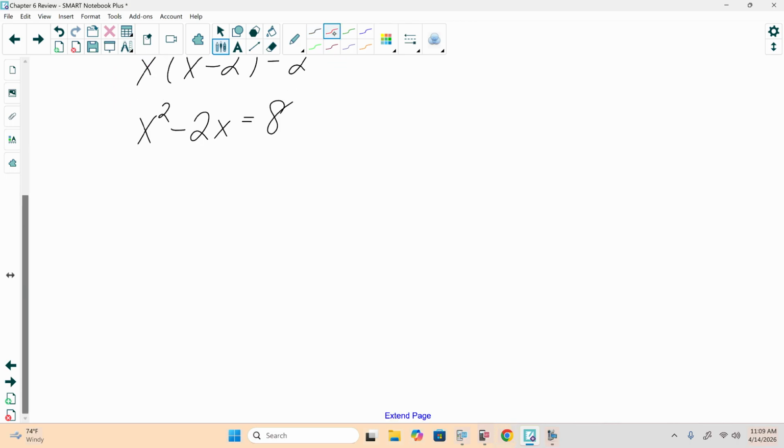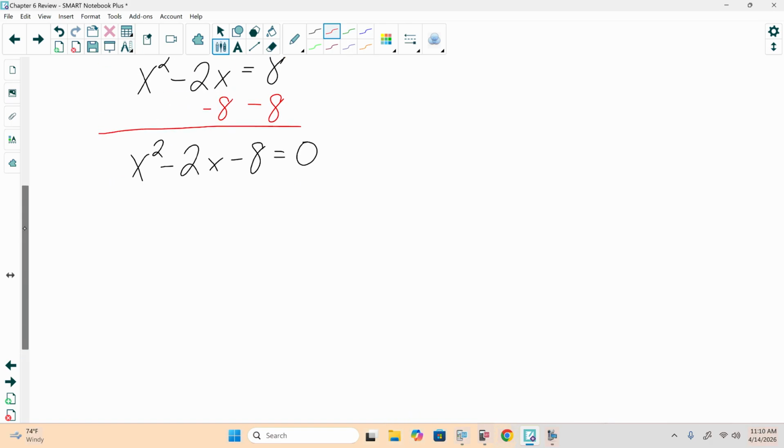Now because we do have an x squared term, and we do have a middle term, we do need to get this equation equal to 0. So we're going to subtract 8 from both sides. Telling us that x squared minus 2x minus 8 is equal to 0. And once we get it in this form, we're going to factor it and solve. All the ones on the test will be factorable. We'll be able to factor them to find the solutions. You will not have to use the quadratic formula for any of them.